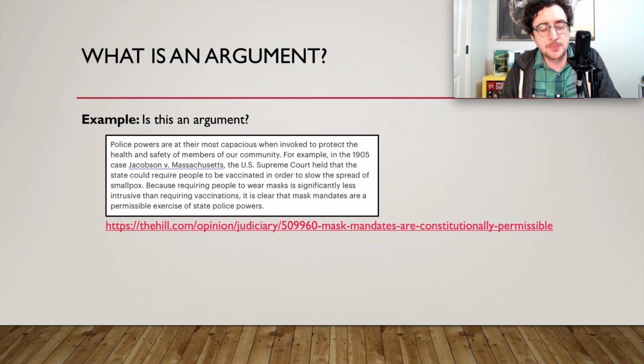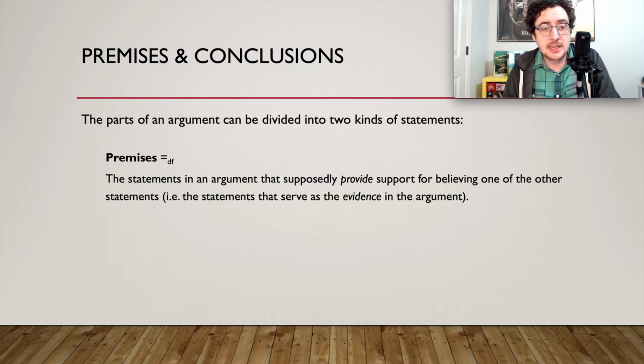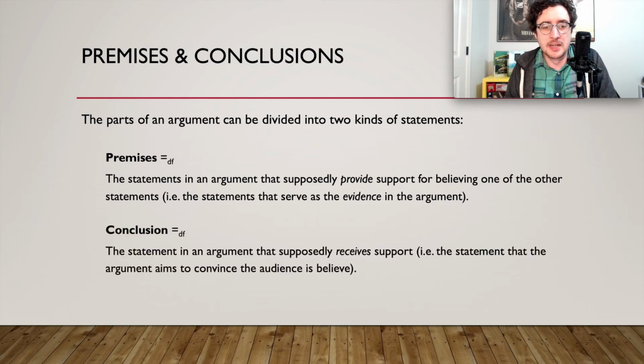of state police powers. Now, in this regard, the parts of an argument can be divided into two kinds of statements that will occur. There are premises, and these are the statements in an argument that are supposedly providing the support for one of the others. These are the ones that serve as the supposed evidence. The conclusion of the argument is the statement in an argument that is supposedly receiving the support. It's the statement that the argument aims to convince the audience to believe.